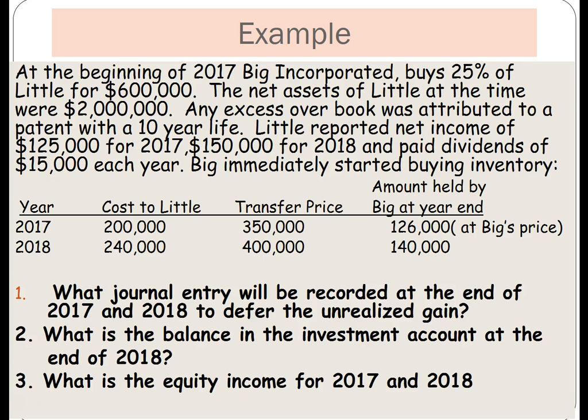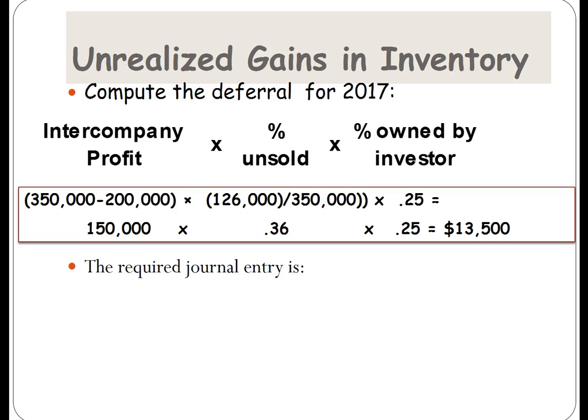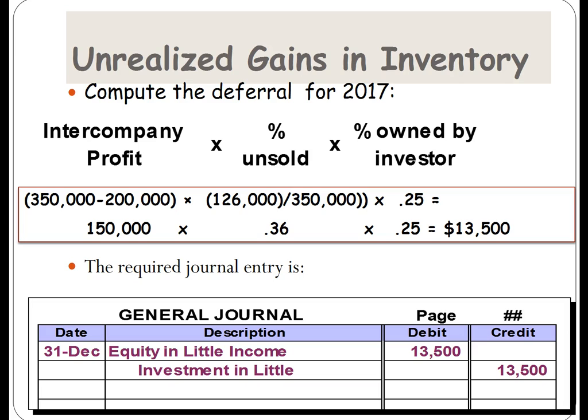So let's take a look at the journal entries used to record at year-end any deferred or unrealized gain, and then what is the balance in the investment account at the end of 2018, and what is the equity income for each year. All right, so first we're going to compute the deferral for 2017. So $150,000 is the intercompany profit. 36% remains unsold, and we own 25%, so that's $13,500 for 2017 that needs to be deferred.